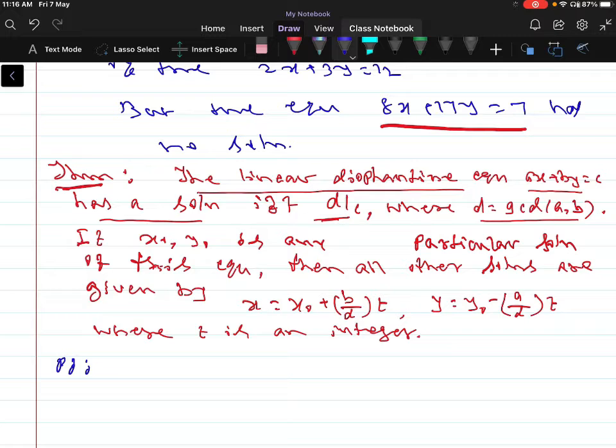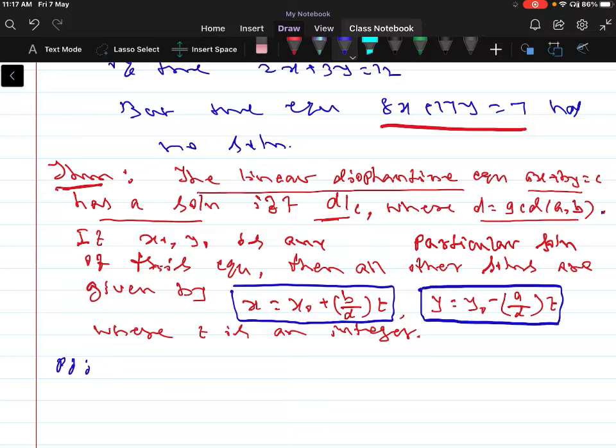So let us move to the proof of the theorem. The proof of the theorem is split into two parts. In the first part, the linear Diophantine equation ax plus by is equal to c has a solution if and only if d divides c, where d is equal to GCD of a comma b. The second part: let x naught, y naught be any particular solution of the Diophantine equation. Then all other solutions are given in this form: x is equal to x naught plus b by d into t and y is equal to y naught minus a by d into t.